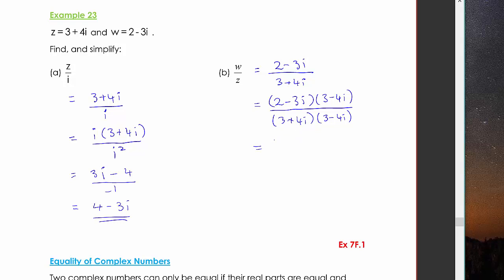So if we expand out the top, what do we get? We're going to get 6 minus 9i minus 8i plus 12i squared. On the bottom, it's difference of two squares, so we're just basically going to get 9 minus 16i squared. So this would be negative 12, so we've got negative 6 take away 17i, and on the bottom that becomes plus 16, so we just get 25.